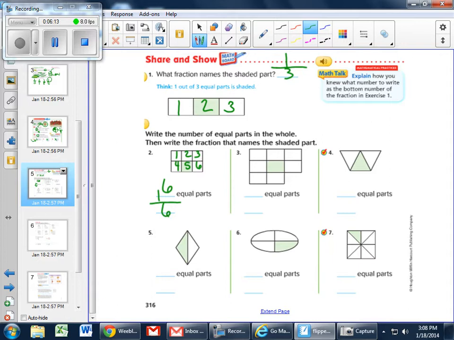Number 3, start by numbering, counting your pieces. How many equal parts do you have? I have 8 equal parts. That becomes your denominator. Fraction bar on top. How many are colored? I have 1, another unit fraction of 1/8.